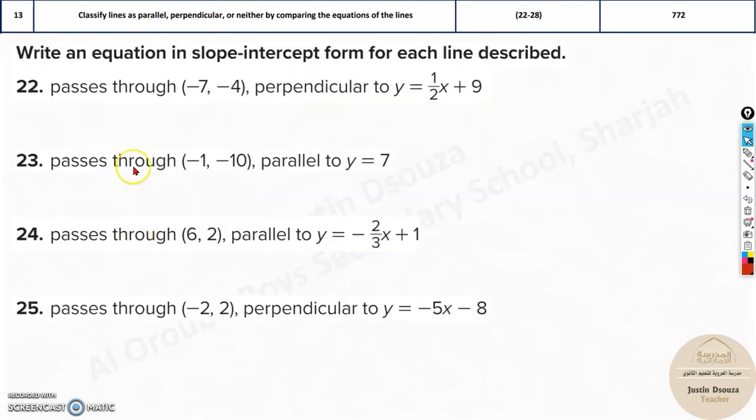Please do try it by yourself. It will be either perpendicular or parallel. When parallel, you can easily find the slope. Perpendicular, you need to multiply the slopes and m1 times m2 equals minus 1, or you can write it as the negative reciprocal.